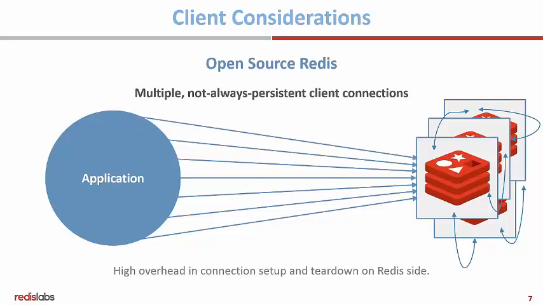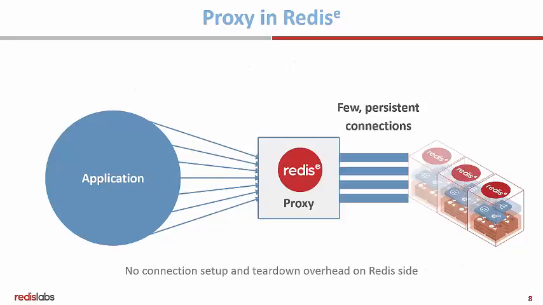Now in the open source, you have multiple connections to all of the cluster nodes, and they're not always persistent. So you'll find that a lot of the latency in Redis is actually at the network layer from bringing up and tearing down network connections. So you have two problems. One, your application or your client has to keep track of where the shard keys are, and the other is there's high overhead in the connection setup and tear down. So let's go to the next slide, and we'll contrast that with the way it works in Redis Enterprise.